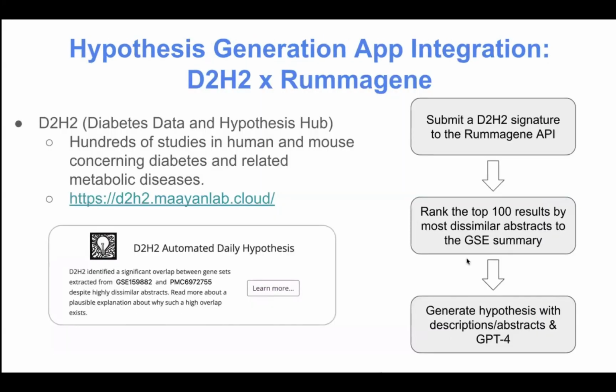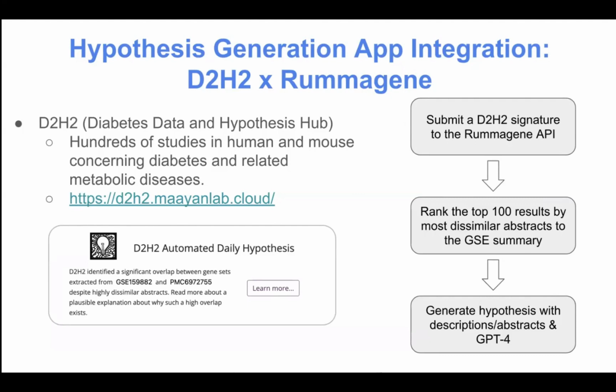So another example of using these Rumagene gene sets is in the context of D2H2, or the Diabetes Data and Hypothesis Hub. This is another site that we've developed that has hundreds of studies in human and mouse concerning diabetes and other related metabolic disorders.